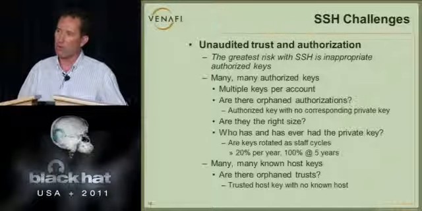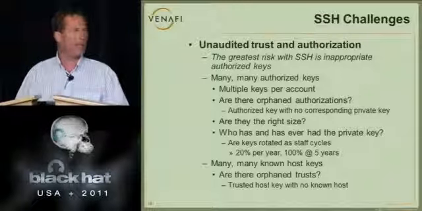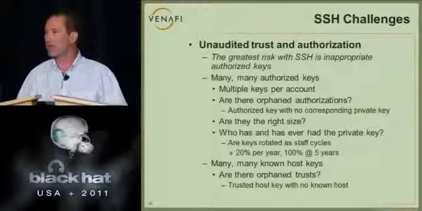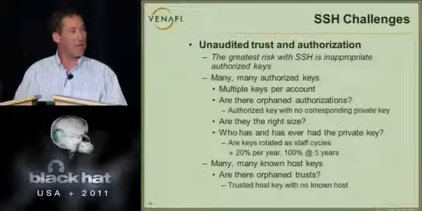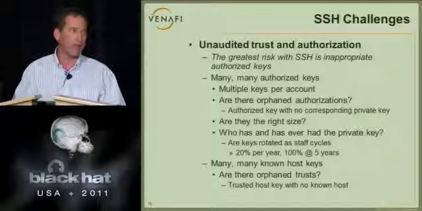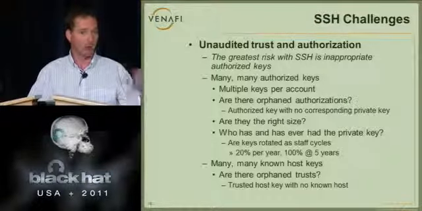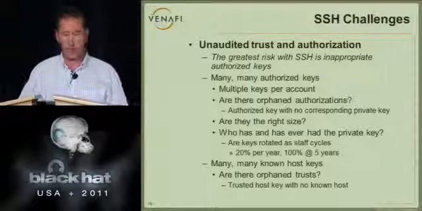What about orphaned authorizations? How do you know that all the authorized keys are actually still in use? How do you know how old they are? How do you know if the people that have had access to them have left the organization or moved on to a different job? IT staff rotates about 20% per year. That means in 5 years, you can assume that everybody's rotated, and you ought to have rotated all your keys. Now, remember how I told you that two-thirds of all the keys we found are about 5 years old or older. So there's a whole lot of keys here that aren't getting rotated.